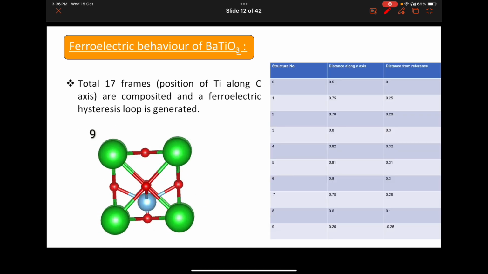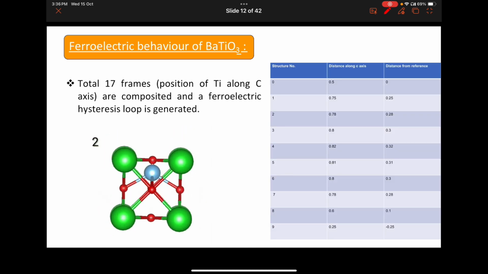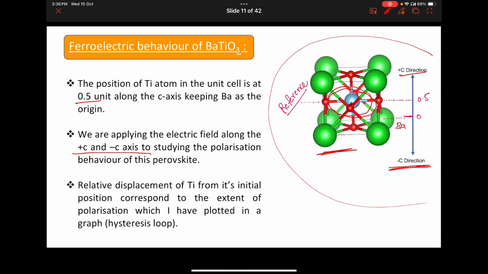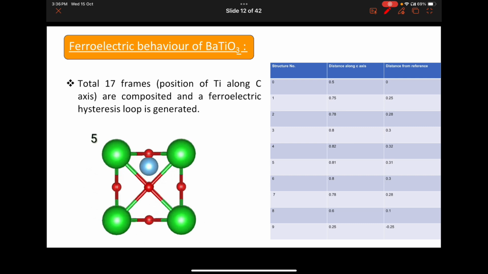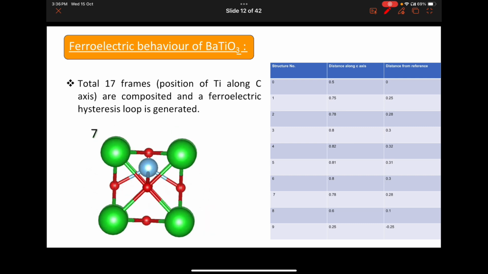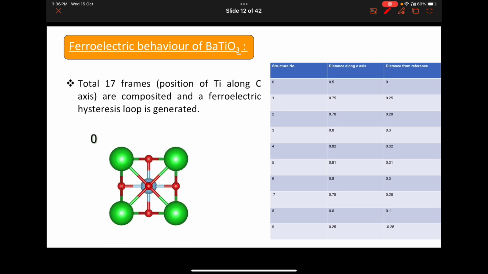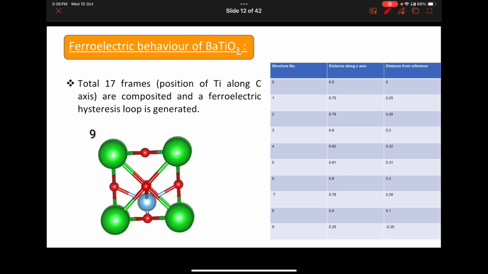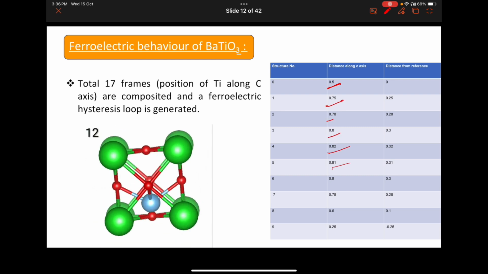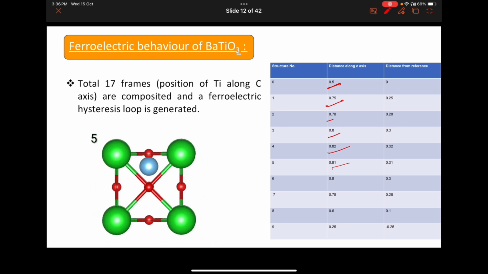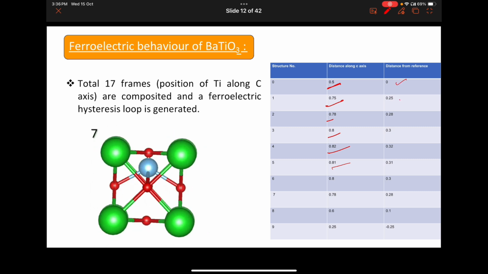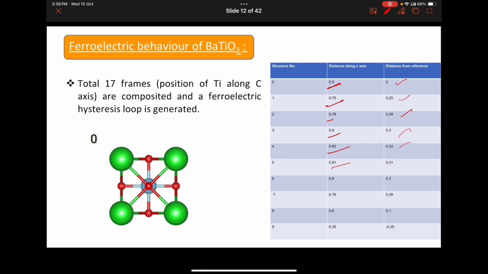This is the ZIF file that I have generated. I have generated a total of 17 frames, starting with structure number zero, the default frame. In these frames I have moved the position of the titanium atom along the z-axis. Initially it was 0.5 unit, then 0.75, 0.78, 0.8, 0.82, 0.81, 0.8, and so on. The relative distance from the reference, which is always 0, is then 0.25, 0.28, 0.3, 0.32, and so on.